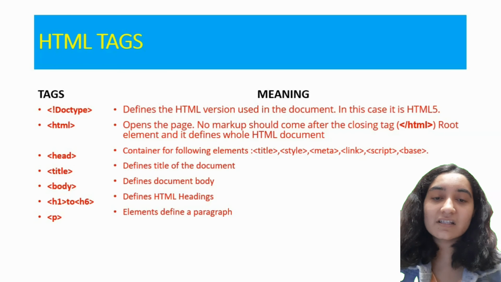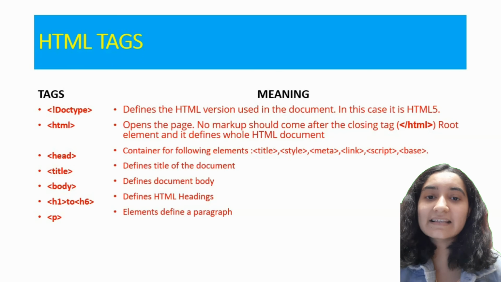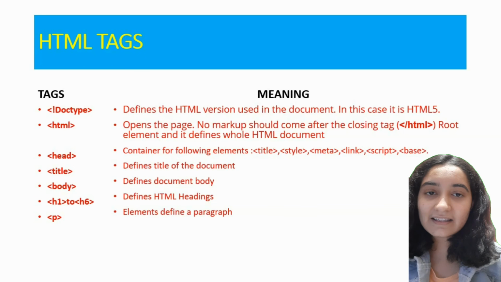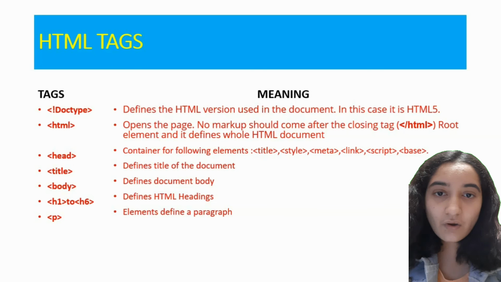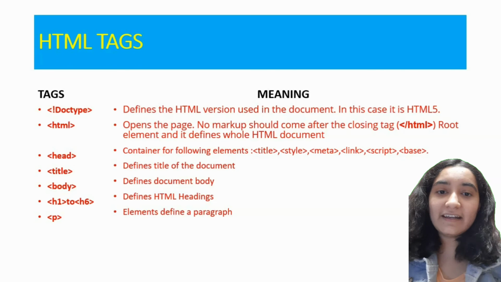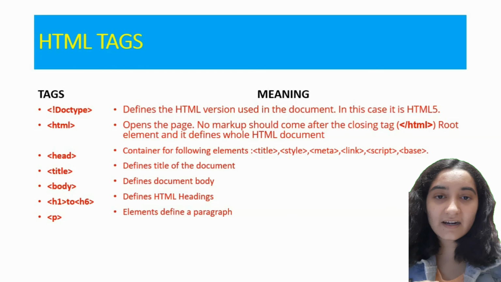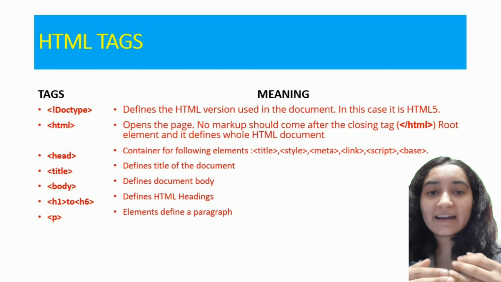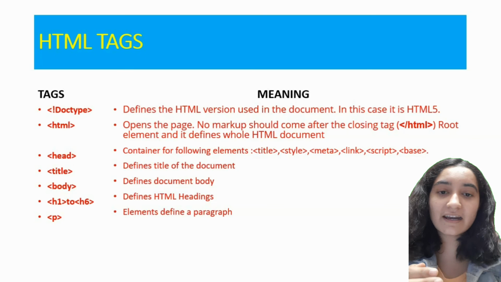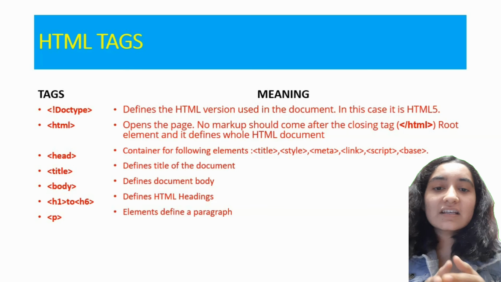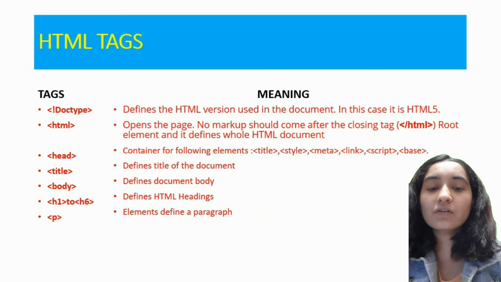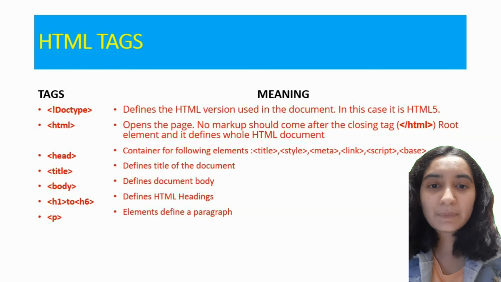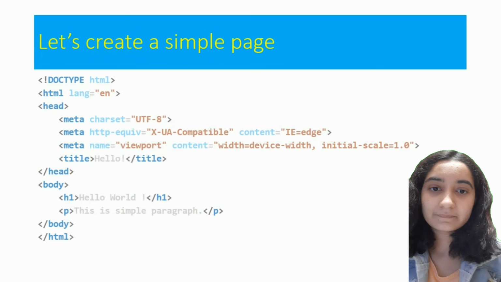Next is the head tag, which is a container for the following elements like style, title, link, script, etc. Next is the title tag which defines the title of the document, after which comes the body tag which defines the body of our document. Next are headings: H1 to H6 are the headings, heading 1, heading 2, heading 3, heading 4, heading 5, heading 6. So these are six types of headings which we can give. And next is the P tag which is for paragraph.